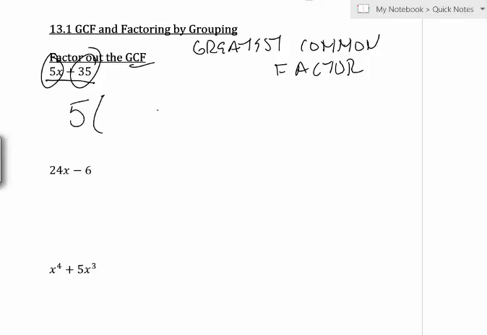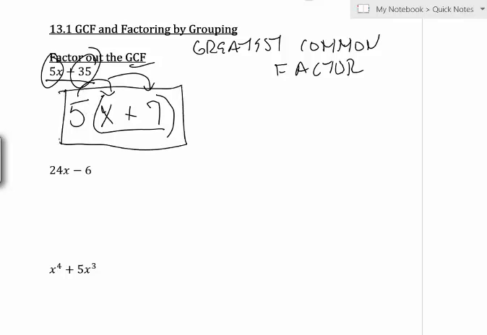Now if I factor out the 5, factoring is sort of like the opposite of distributing. I have to figure out what I would have to put on the inside here so that when I distribute my 5 to both terms, I would end up with 5x plus 35. Well, I'd have to put an x here because 5 times x would give me 5x. And I'd have to put a 7 here because 5 times 7 gives me 35. So in the factored form, my answer would be 5 times x plus 7.